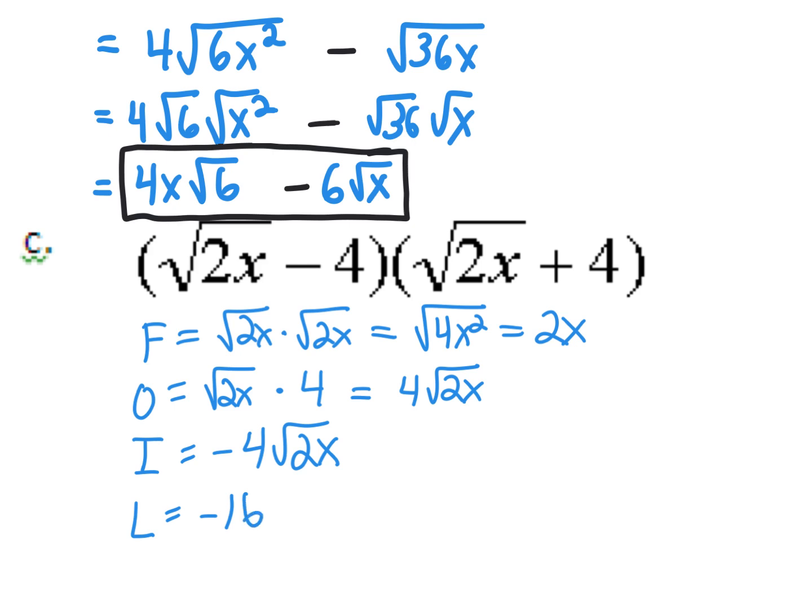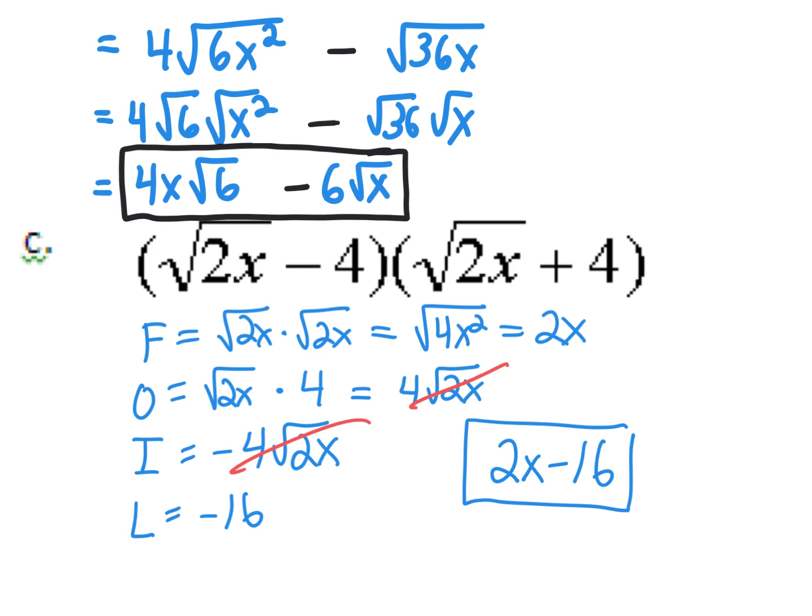So when you go to combine, do you see how you have positive 4 root 2x and negative 4 root 2x? Those guys go away. So all you have left is just 2x minus 16. No radical in that answer. So we took all these things that had square roots in it and we got something that didn't even have a square root in it anymore. That's actually really, really important for next week.